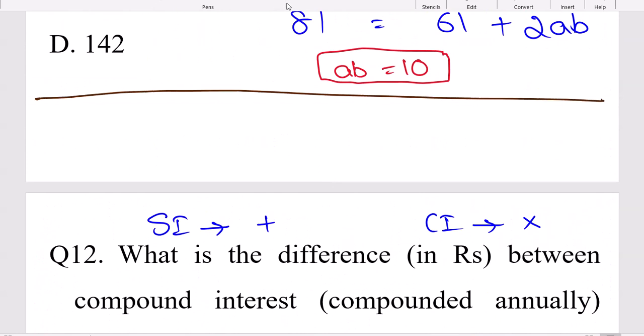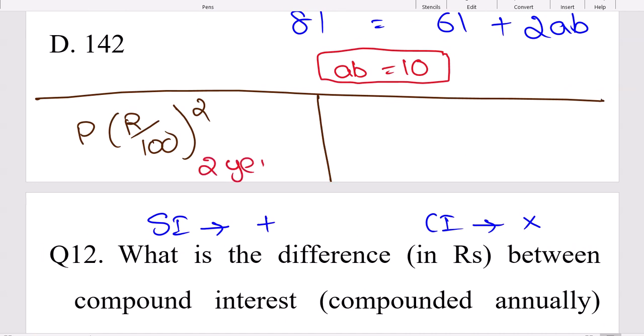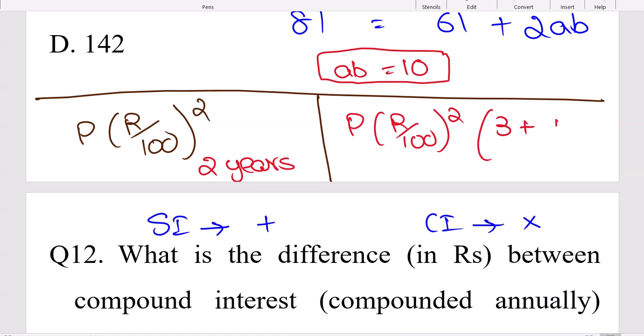If they ask the difference between simple interest and compound interest for 2 years, the formula is P into (R by 100) whole square. This is for 2 years. If it is for 3 years, P into (R by 100) whole square into (3 plus R by 100). This is for 3 years, the difference between SI and CI.